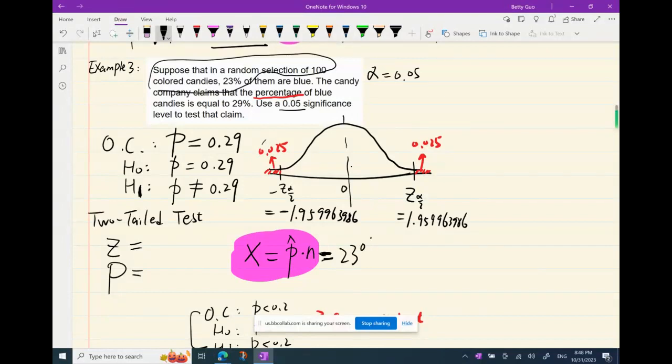Our value is very convenient. 23% times 100, of course, gives us 23, right? Again, if you get a decimal, round it to the nearest whole number. So x equals 23, n equals 100, two tails, so the first one, not equal to p sub 0, calculate.